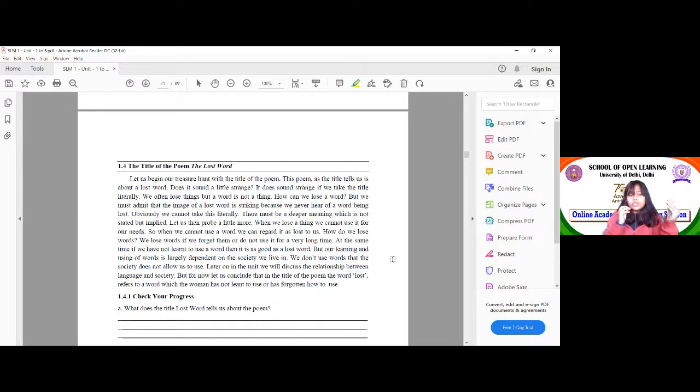How do we lose words? We lose words if we forget them or we do not use them for a very long time, as I was saying. At the same time, if we have not learned to use a word, then it is as good as a lost word. Now, this is a different, separate instance: you do not know this word at all. You have never come across this word. In that case, it is also a word that is as good as lost to you.